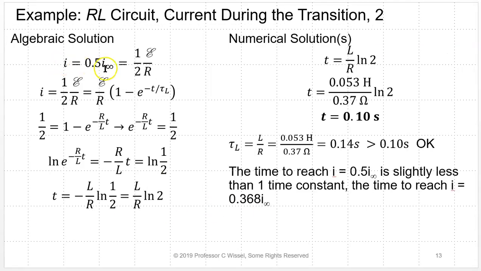We have I equals 0.5 I infinity, and of course I infinity is E over R. So it'll be 1/2 E over R. So I equals 1/2 E over R, and the I at any time is just E over R times this quantity, 1 minus the exponent minus T over tau L. Now what we're going to do is solve this in terms of time.